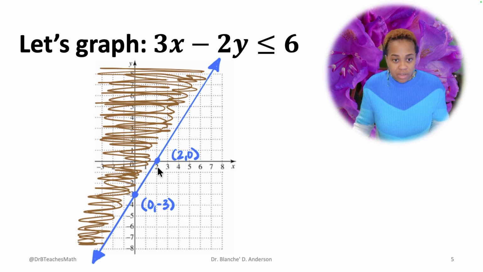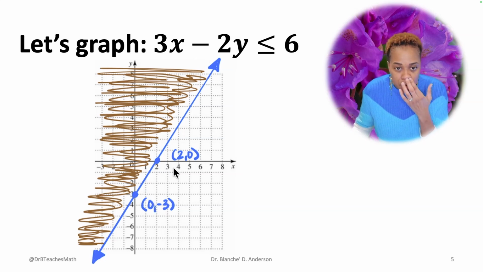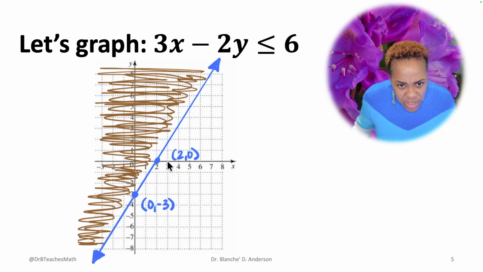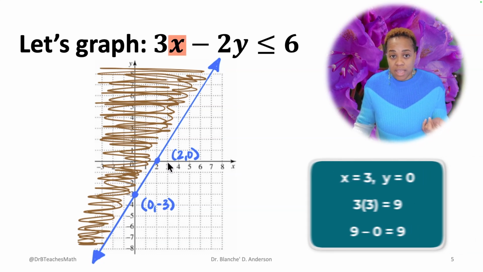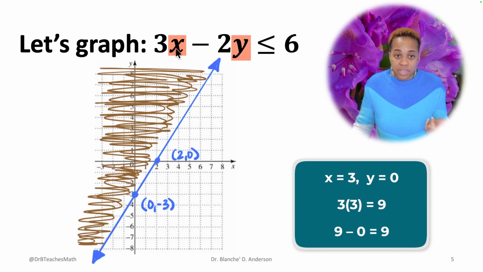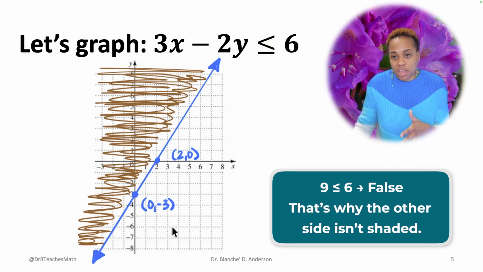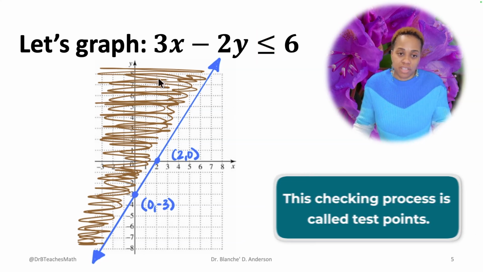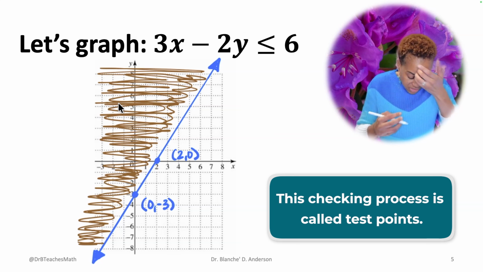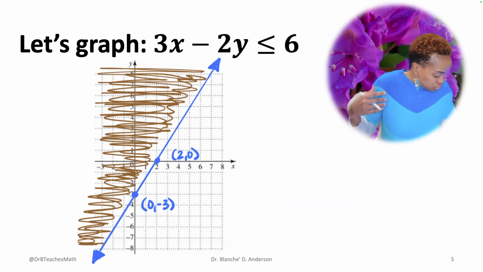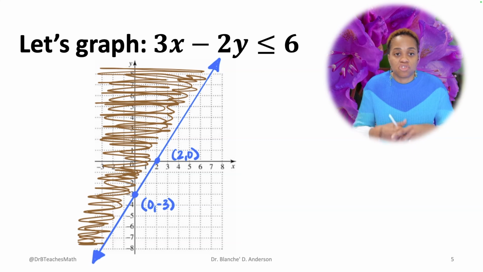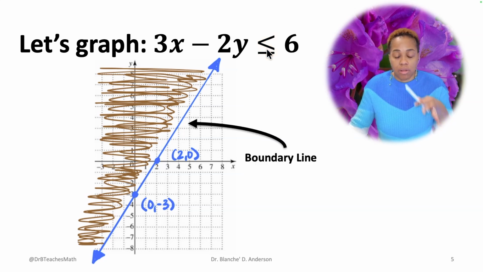Now, if you tried to pick an ordered pair on this side and plug it into the inequality, it's not going to work. So for example, if we pick 3, 0, where x is 3 and y is 0, 3 times 3 is 9. 9 minus 0 is not less than or equal to 6. So that's why you don't see anything shaded on this side. And that's what we call test points. But we'll get into that so you can see that. So just know that when you're working with a system of linear inequalities, you can have infinitely many solutions because of this inequality sign.